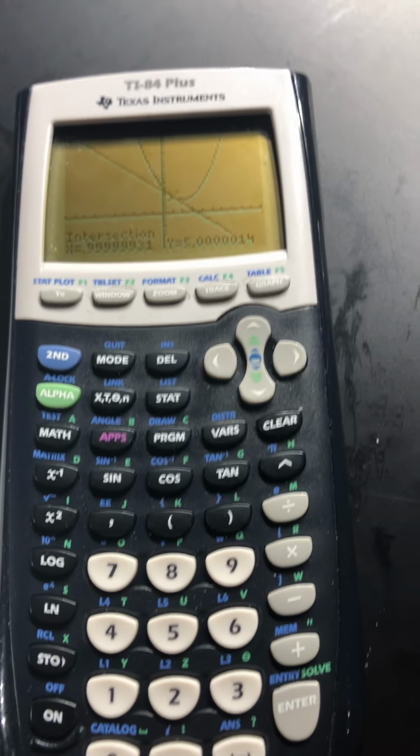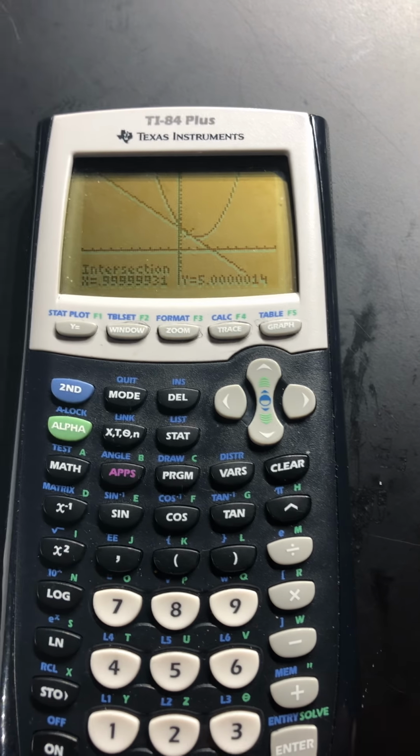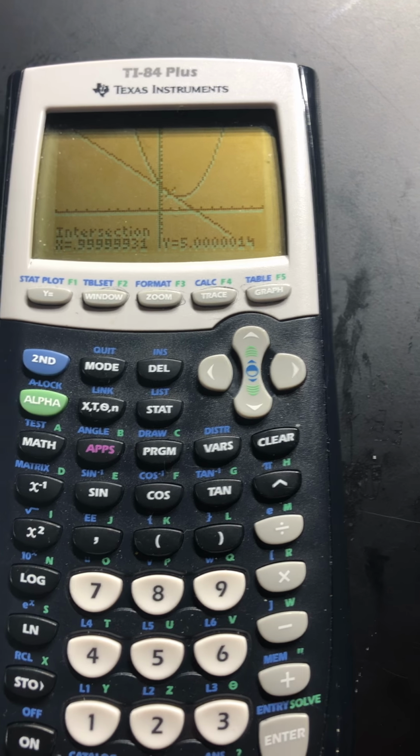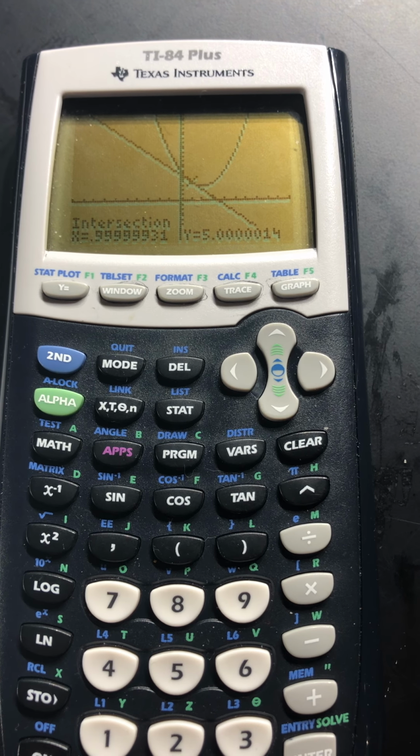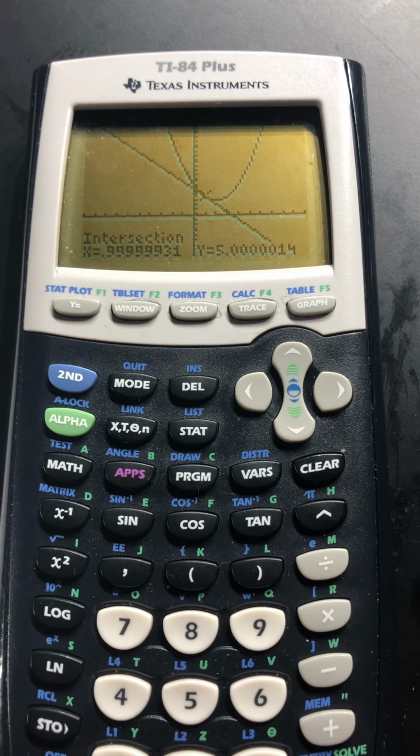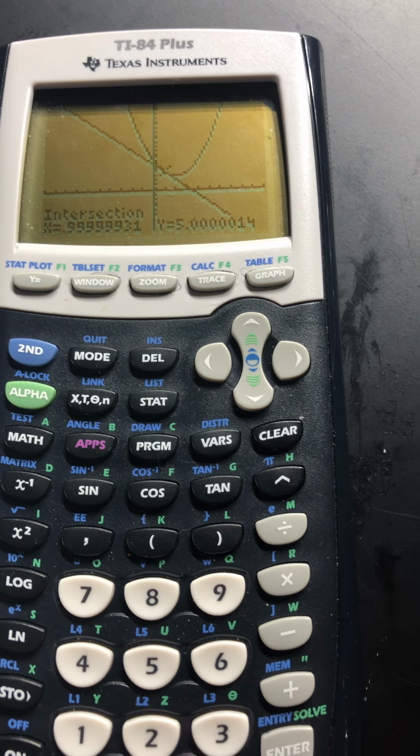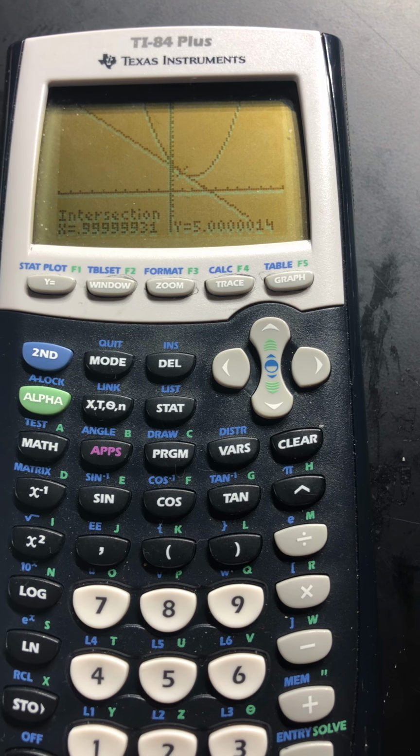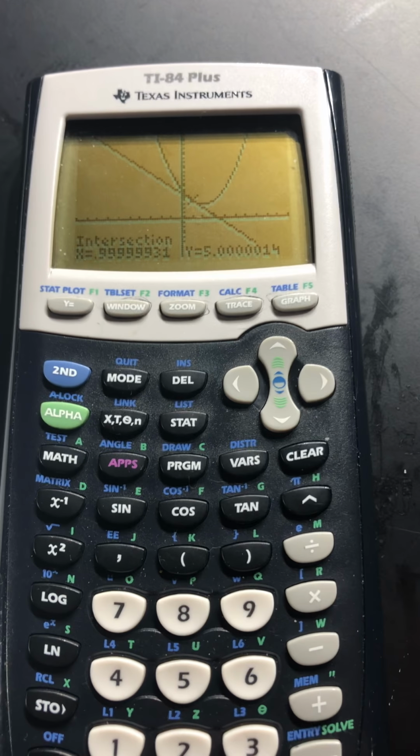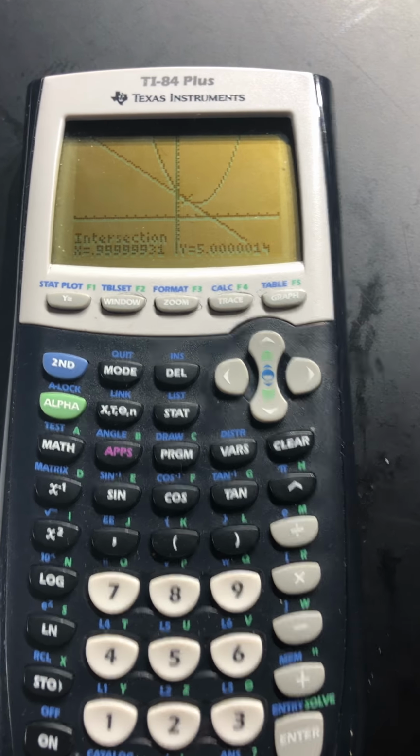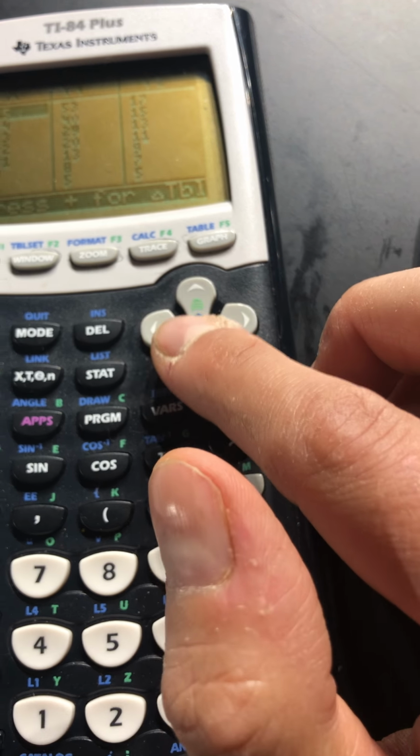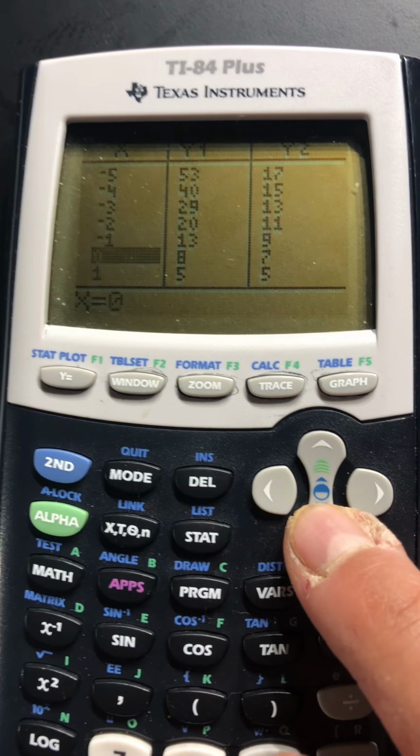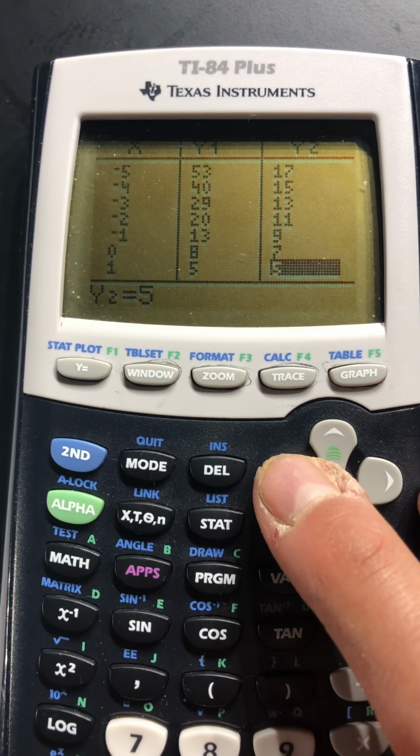Now this brings up a very important part about the calculator. The calculator is not high def. It does not have a ton of pixels like a camera where it makes it clear. The x value, 0.999931, is telling you that it's 1. The y value, 5.000014, is telling you it's 5, because, once again, it has to do with the pixels not being high def. So our answer of (1, 5) is correct. If I also go to second table, on this one, this emphasizes that (1, 5) is the correct answer.